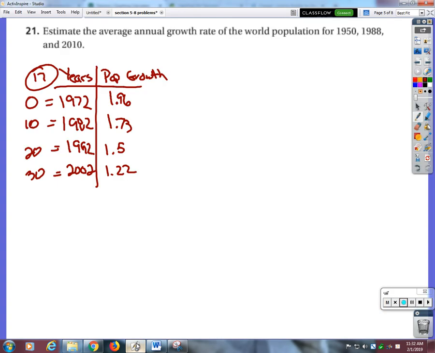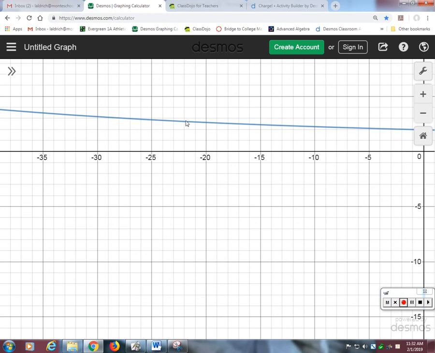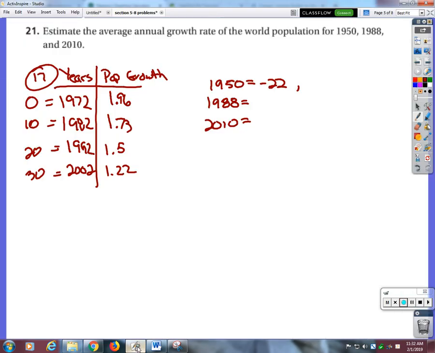So then I go back to the question, and it says what we're trying to do is use that model to estimate the average annual growth rate for the years 1950, 1988, and 2010. So 1950 would be what x value if 1972 is 0? Negative 22. Okay. So if I go to negative 22 on the graph, then that tells me that the growth rate is going to be about 2.71%. Okay? The reason why I'm doing 2 decimals is because some of these had 2 decimals. I wouldn't mark you down if you only did 1. And I think Mr. Weber would say that you always do the least number of decimals, not the most. So you're probably right if you just did 2.7.